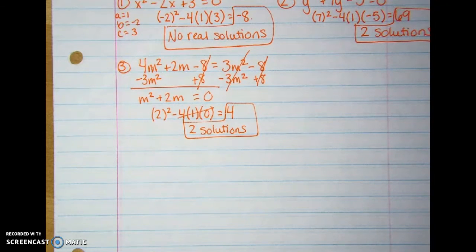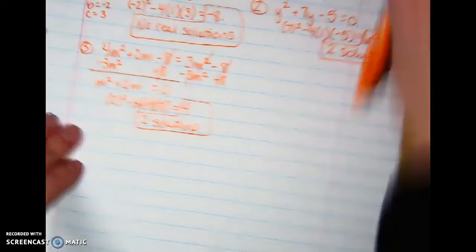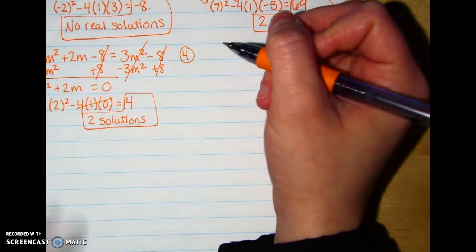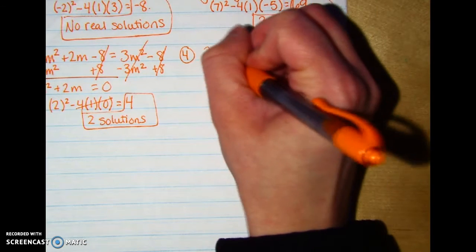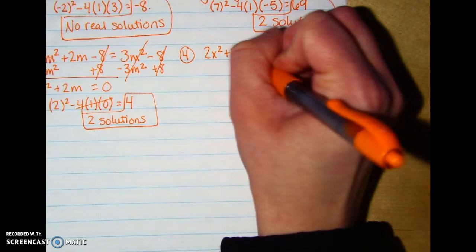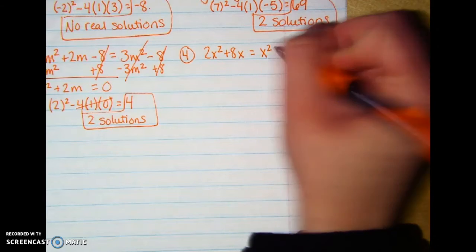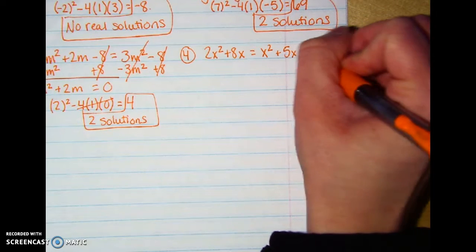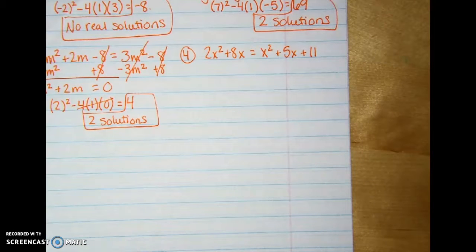Okay, let's look at another one, just so you get some practice with it. Let's do the last one, number 4. 2x squared plus 8x equals x squared plus 5x plus 11. If you would like, you can pause this and try this one on your own. That's what I would recommend doing.